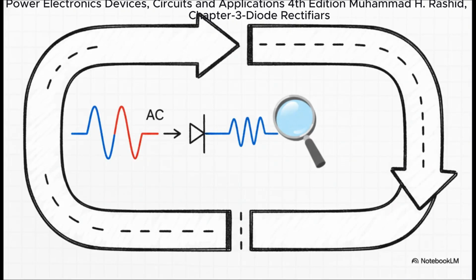So a good way to think about it is this. A rectifier's main job, its core purpose, is to be a one-way street for electric current. It takes that back and forth AC signal and just forces it to flow in only one direction. That's what we mean by unidirectional.